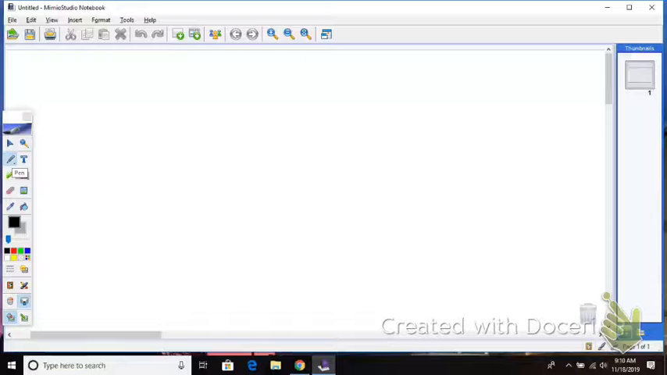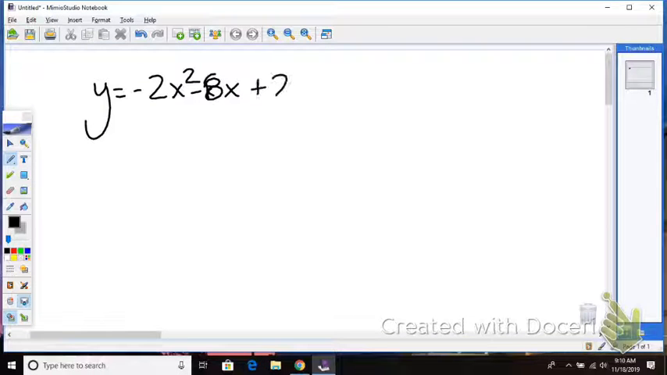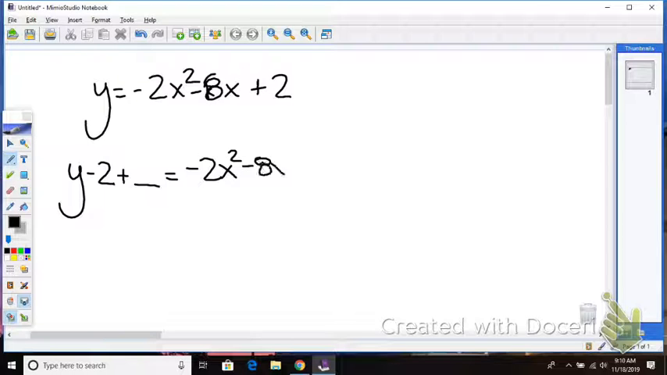I feel like I got it. So we have y equals negative 2x squared minus 8x plus 2. Okay. What's my first step? Okay, move the 2 over, so I have y minus 2 plus blank is equal to negative 2x squared minus 8x plus blank.